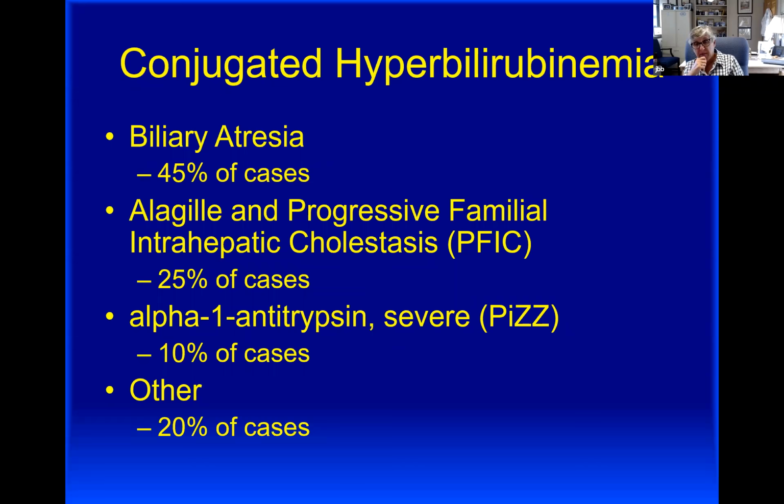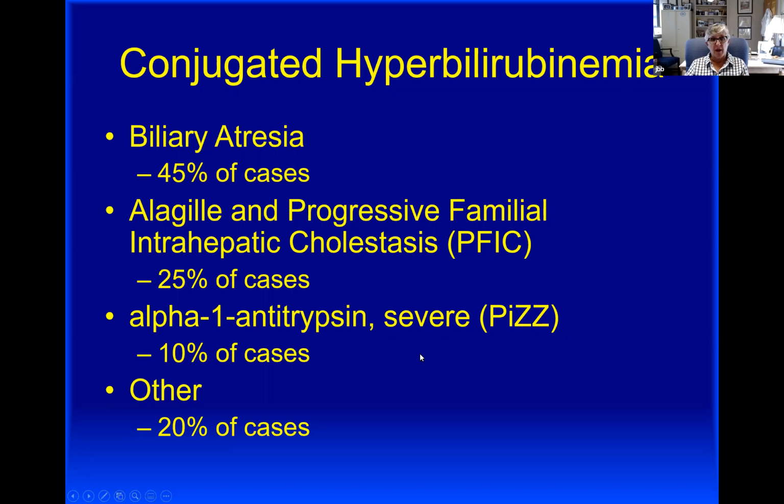Conjugated hyperbilirubinemia. What do we need to worry about in these cases? Probably the biggest thing that you do not want to miss as a young doctor is biliary atresia. 45% of cases present with conjugated hyperbilirubinemia, and it is the most common reason that you'll have conjugated hyperbilirubinemia. And it's something that needs to be referred to a surgeon typically by 6 weeks of age. So you don't want to miss that because they need to get fixed as quickly as they can to have good long-term outcomes.